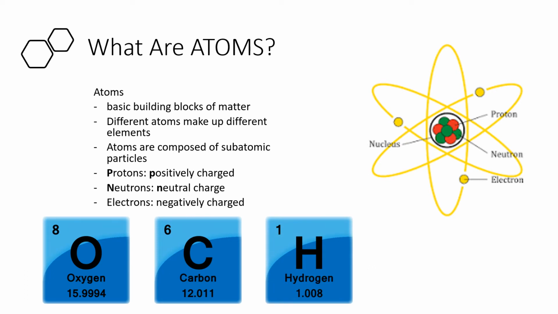Oxygen is made purely out of oxygen atoms, while carbon is made purely out of carbon atoms, and hydrogen is made purely out of hydrogen atoms. Let's take a look at the parts of an atom. We have protons that are positively charged, neutrons that carry a neutral charge, and electrons that are negatively charged.